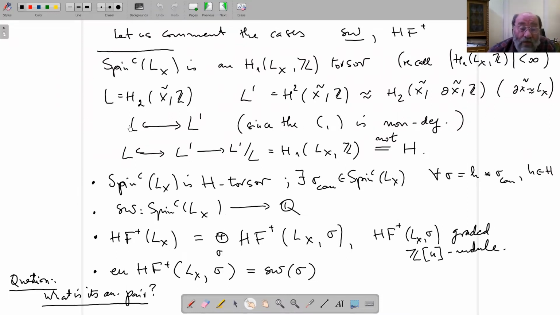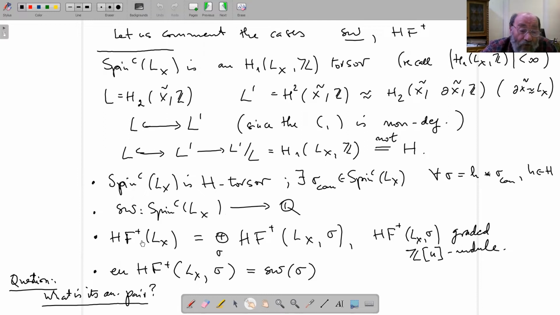So what is the point here? The Seiberg-Witten invariant, for each spin C structure, gives a rational number. So that is somehow an invariant. If I want an analytic analog, then I would like to create an invariant which is indexed by the spin C structures, or indexed by the first homology of the link.